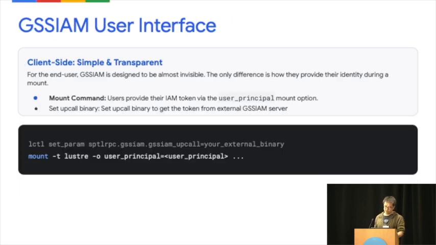Okay, finally, just some notes on how to use this IAM feature. On the client side, it's pretty simple. You need to set up the upcall. The upcall is for retrieving the IAM token from your external IAM server. Also, for the mount process, you need to provide your user principal, because the mount process in the kernel goes back to user space, and you need to use this user principal to get the token.